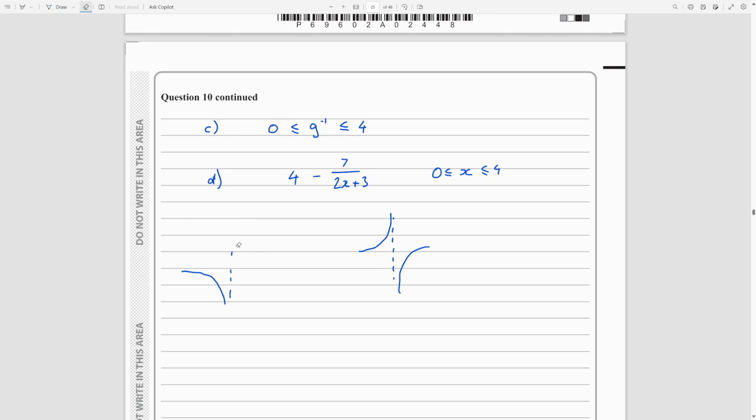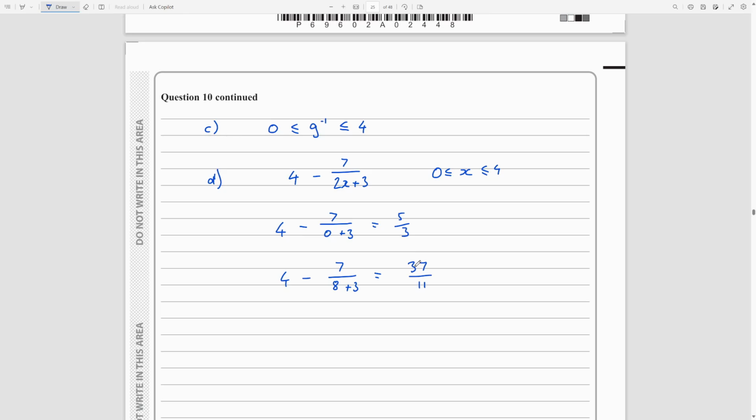So I actually don't need to stress about there being maximum or minimum points to kind of spoil what happens here. I can actually figure out what the minimum and maximum points are by just subbing in 0 and 4. So when I do 4 minus 7 over 2 times 0 plus 3, I get 4 minus 7 thirds, which is 5 thirds. And when I evaluate 4 minus 7 over 2 times 4, which is 8 plus 3, I get 4 minus 7 elevenths, which is 37 over 11.